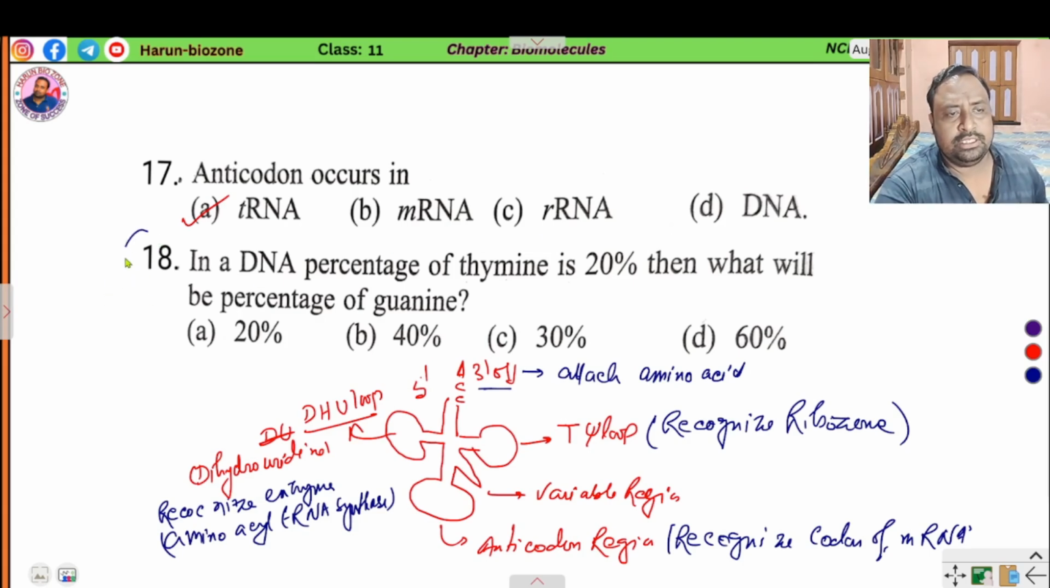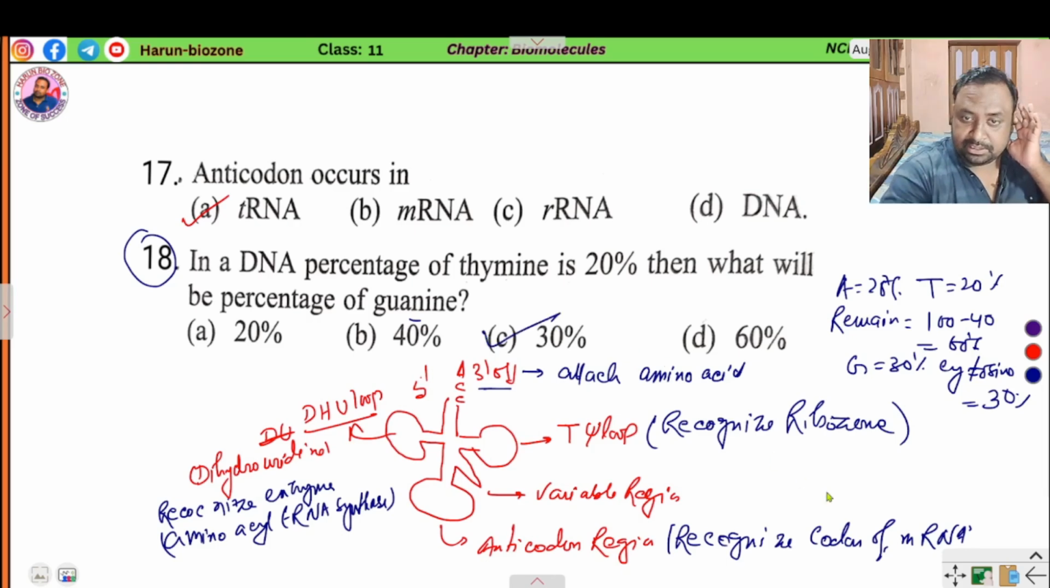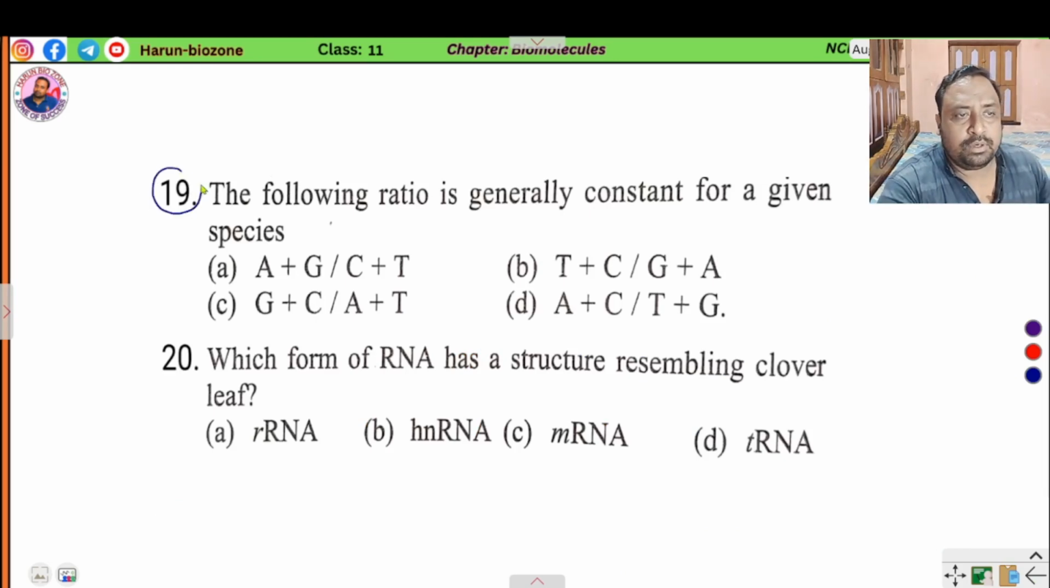Question 18: if the percentage of thymine is 20%, what will be the percentage of guanine? Adenine is 20%, meaning thymine is also 20%. The remainder is 100 minus 40, that is 60%. So guanine is 30% and cytosine is 30%. So the percentage of guanine is 30%. C is correct.